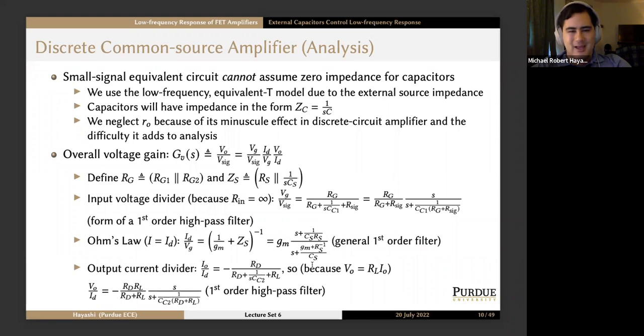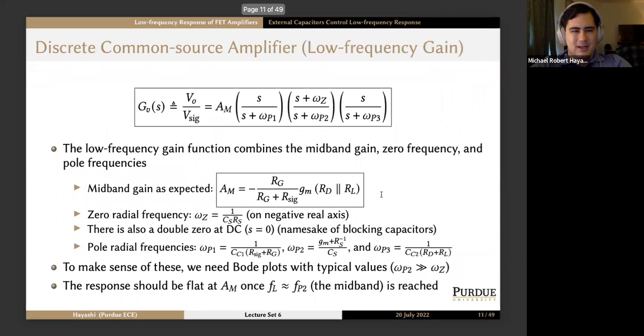That was a lot of work. We're not quite done yet. We have to multiply everything together. So we multiply this term by this term by this term. We will get GV as a function of S is defined as VO over V sig is defined as A sub M and then S over S plus omega P1 times S plus omega Z over S plus omega P2, that times S over S plus omega P3. So the low frequency gain function combines midband gain, a 0 frequency, and 3 pole frequencies.